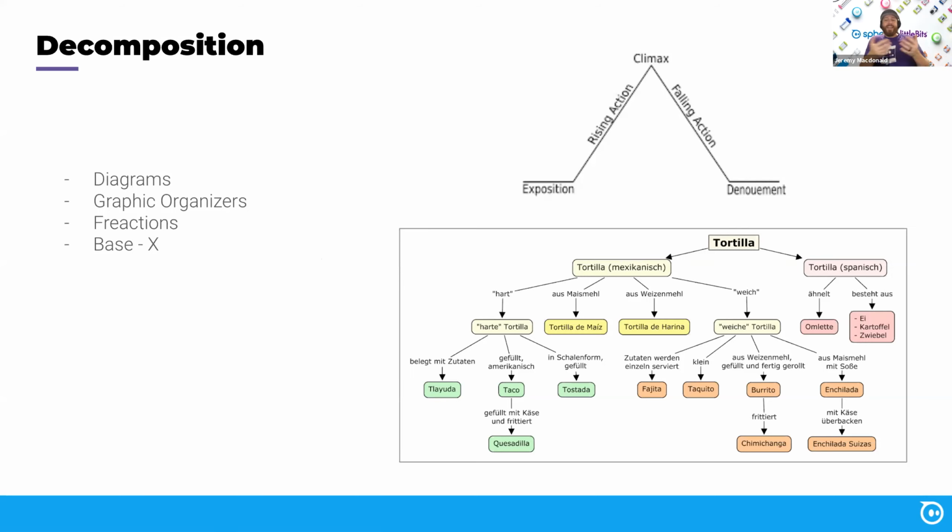So fractions. Understanding fractions is decomposition. A recipe is always a great way to demonstrate fractions. As you break things apart or put things together, you can use fractions to explain that. And then base whatever. So base 10, base 5, anything like that is also a great way to demonstrate decomposition in mathematics. So now going on to the next one.